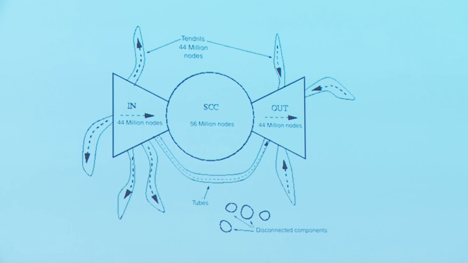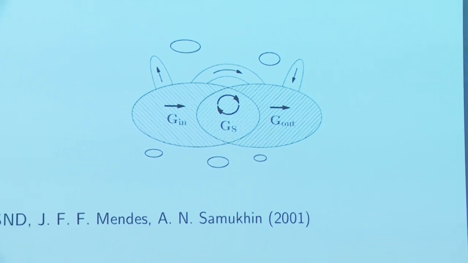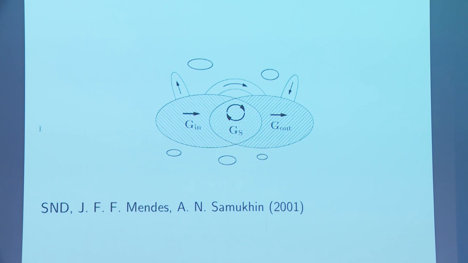people found that for other networks, even for other domains of the web, it's possible that you have very strong asymmetry in this bow tie diagram. The in component can be much smaller than the out component, and vice versa. The sizes of these giant components we calculated immediately after this picture appeared, and we made it for locally tree-like graphs. But it was convenient to consider the strongly connected component as the overlap of in and out components, so it's a bit different definition.